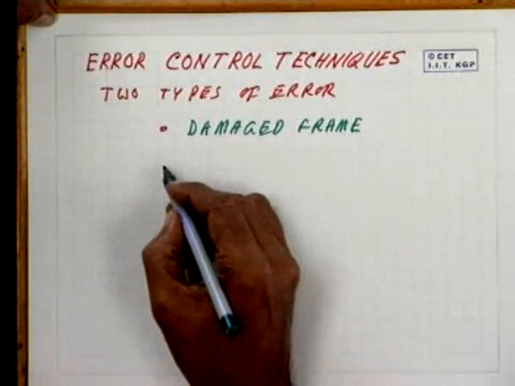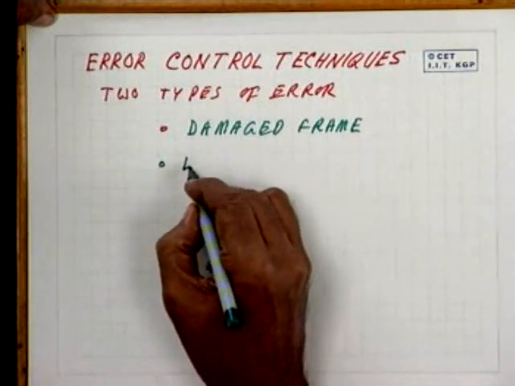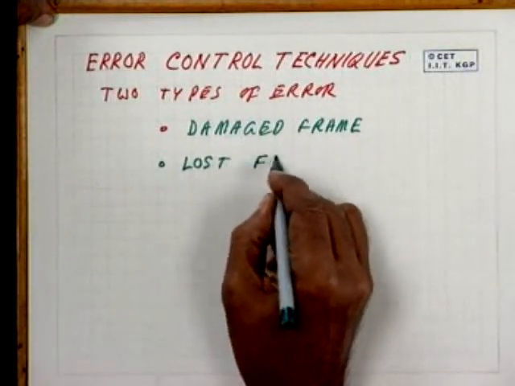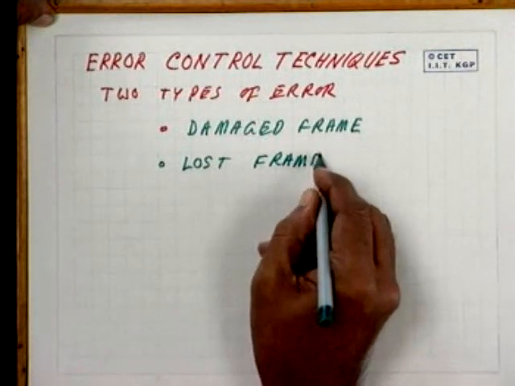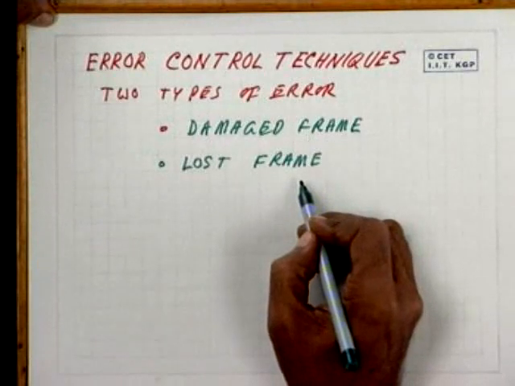And another possibility is called lost frame. In this case, the extent of error is so high that at the receiving end the frame is not recognizable. That means the receiver is not able to identify that a frame has been received. Under these two situations, we have to devise technique so that we can recover from error.